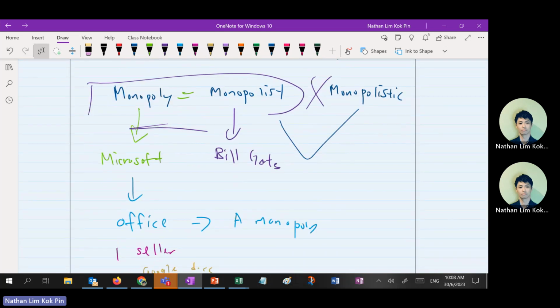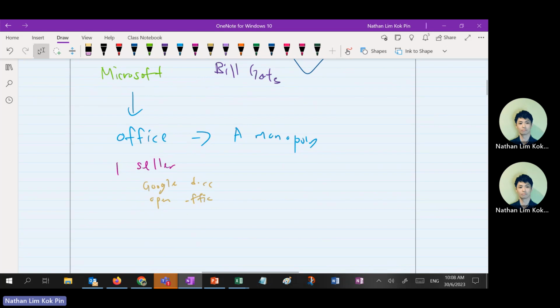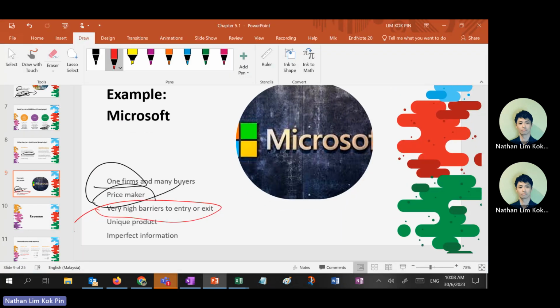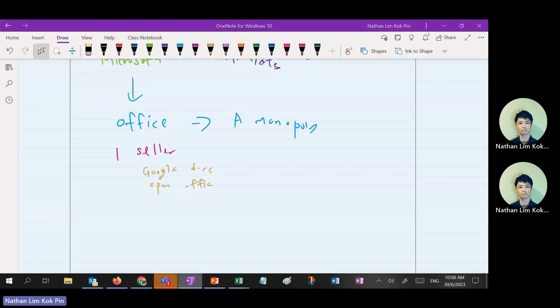Right. But Office doesn't have any arguments. Microsoft Office is confirmed a monopoly, right? You know what I mean? They have very high barriers of entry, because in order to develop Office software, what do you need? What do you need for developing Office software?